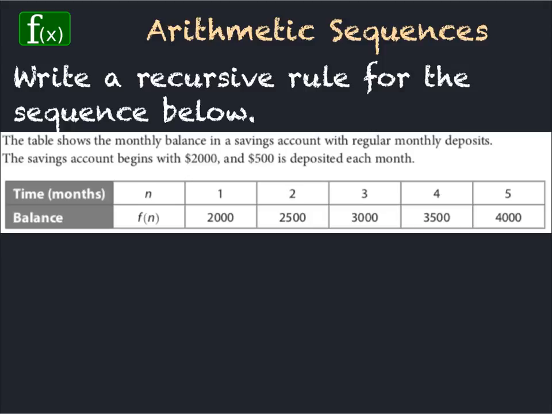With a recursive rule, remember we always have an initial starting point, that f of 1. So with this problem, what would our f of 1 be? Well, our f of 1 is going to be 2,000. I'm sorry. And now we need to come up with a general recursive rule for this entire table, for this entire set of data.